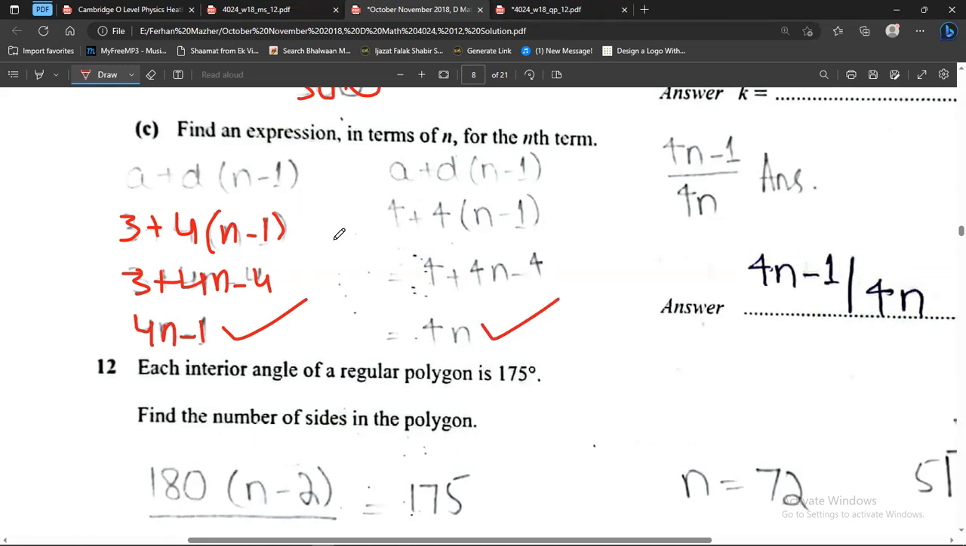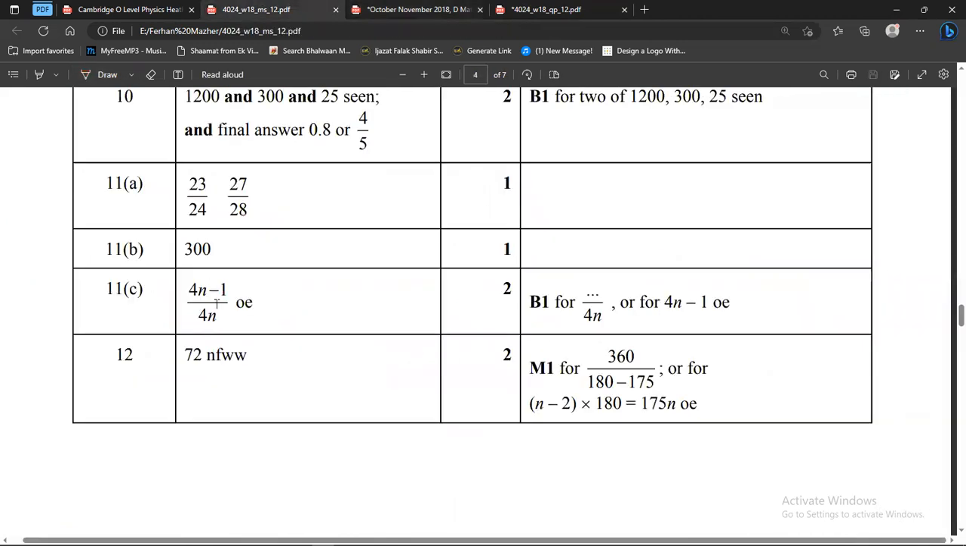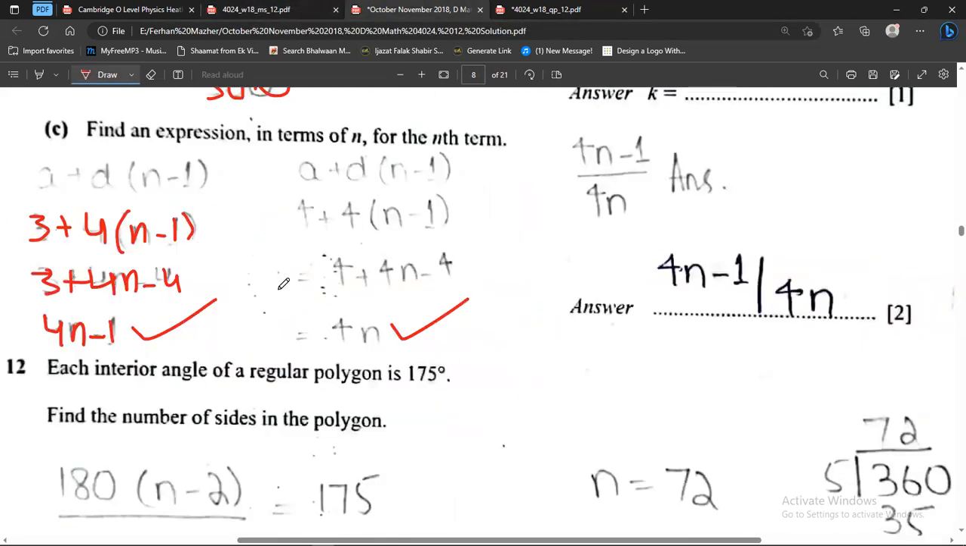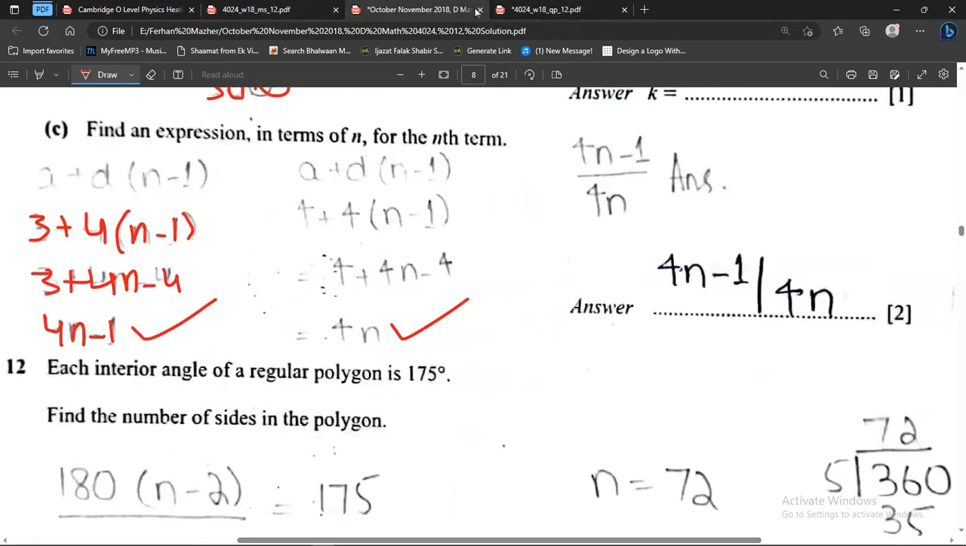It is 4, 8, 12, 16, and so on. So its first term is 4 plus the common difference 4 times (n minus 1). It will be 4 plus 4n minus 4, and that will be 4n. So this is the denominator, this is the numerator. So the nth term of that sequence will be (4n minus 1) by 4n. So let's check (4n minus 1) by 4n. So this is how it is done, and this is the solution.